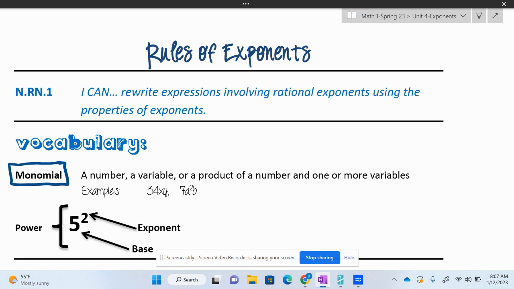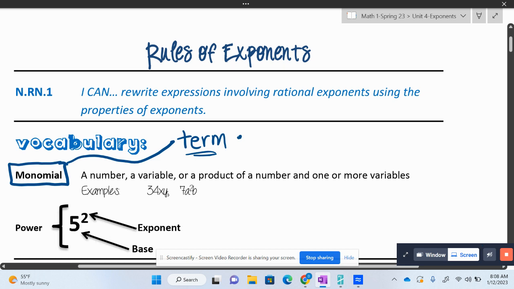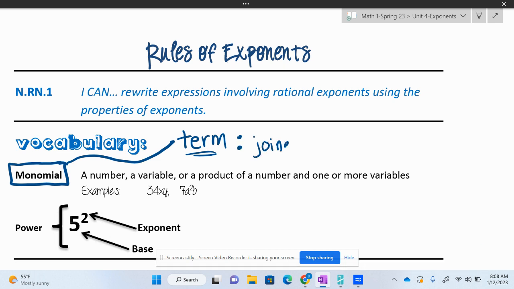So the word monomial, you guys learned this word. You've probably been using this term, this idea, since 6th grade when you started combining like terms. A monomial just means a term. Why doesn't it say term? Yeah, why doesn't it say term, right? That's what that means, okay? A monomial is a term. So remember that terms are joined with multiplication.